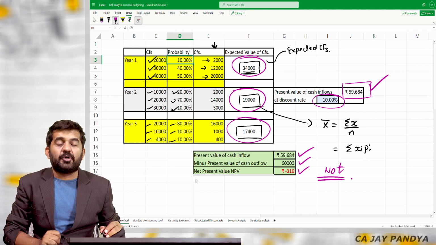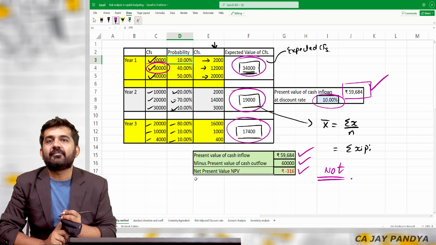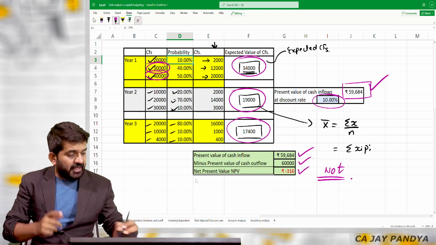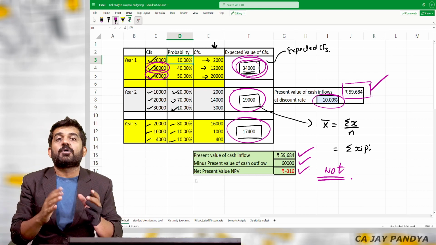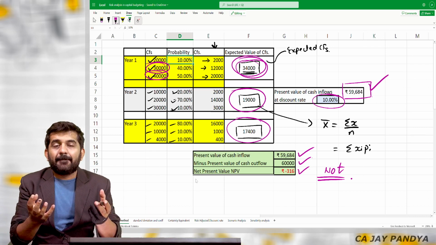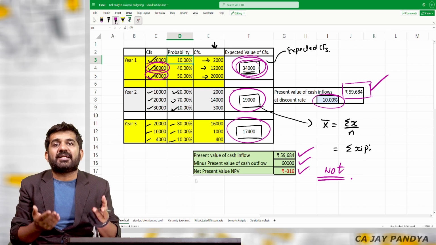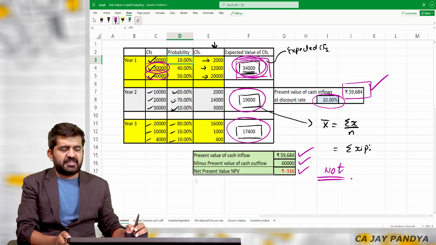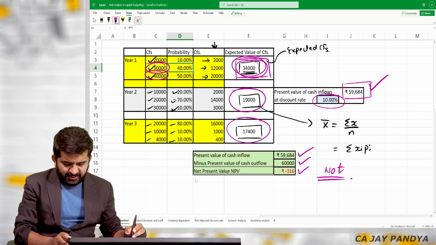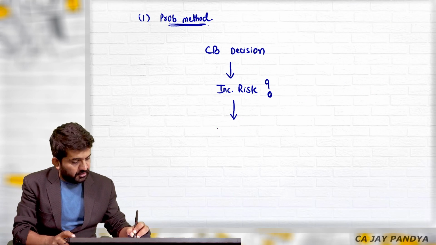You have incorporated risk in cash flow. See, I am not taking 30,000 over here or 40,000 over here. What am I taking? 34,000. Why 34,000? I have considered probability. Probability will find out average cash flow and not expected maximum cash flow. So I have incorporated risk in cash flow. You are correct. We have incorporated risk in cash flows.